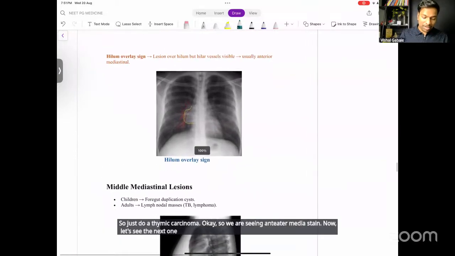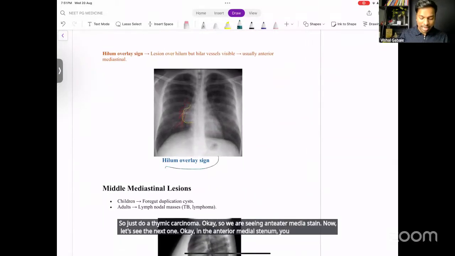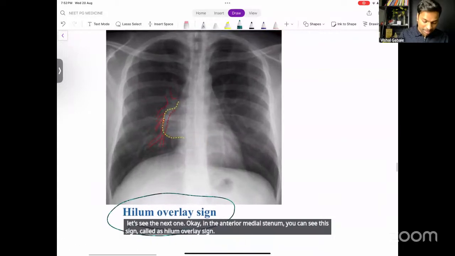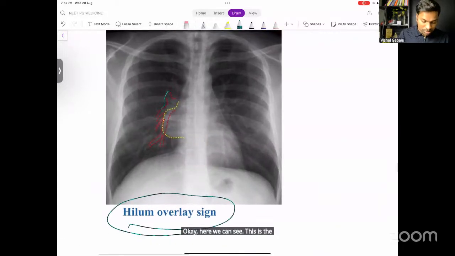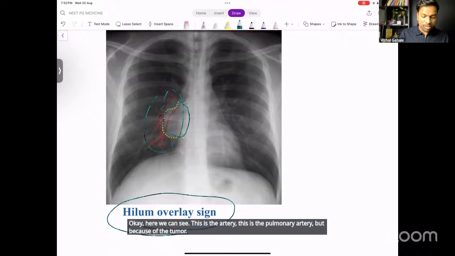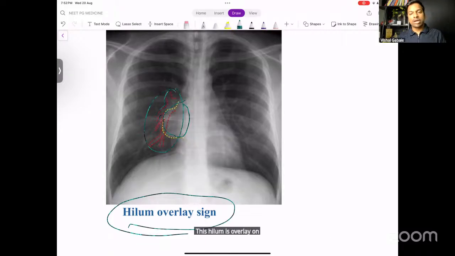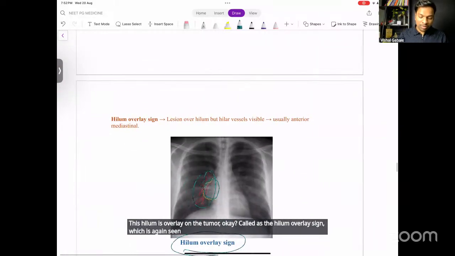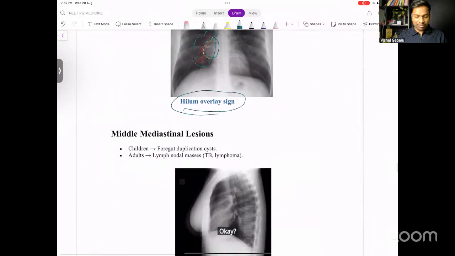Okay, in the anterior mediastinum, you can see this sign called the hilum overlay sign. Okay, here we can see this is the pulmonary artery, but because of the tumor, the hilum is overlaid on the tumor. Okay, called the hilum overlay sign, which is again seen in thymoma.